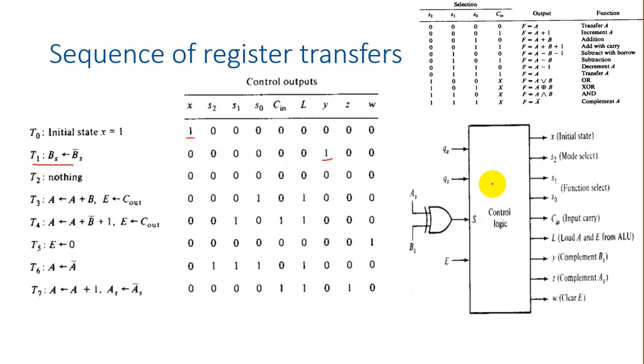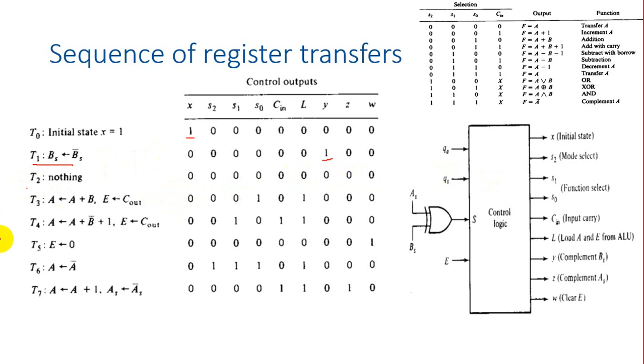Yes, this can be given or may not be given. If it is given, that's fine. Or if it's not given, you need to draw it by yourself. Okay. So that's T1. Let's look at T2. At T2, do nothing. So look at what at T2, all are 0.